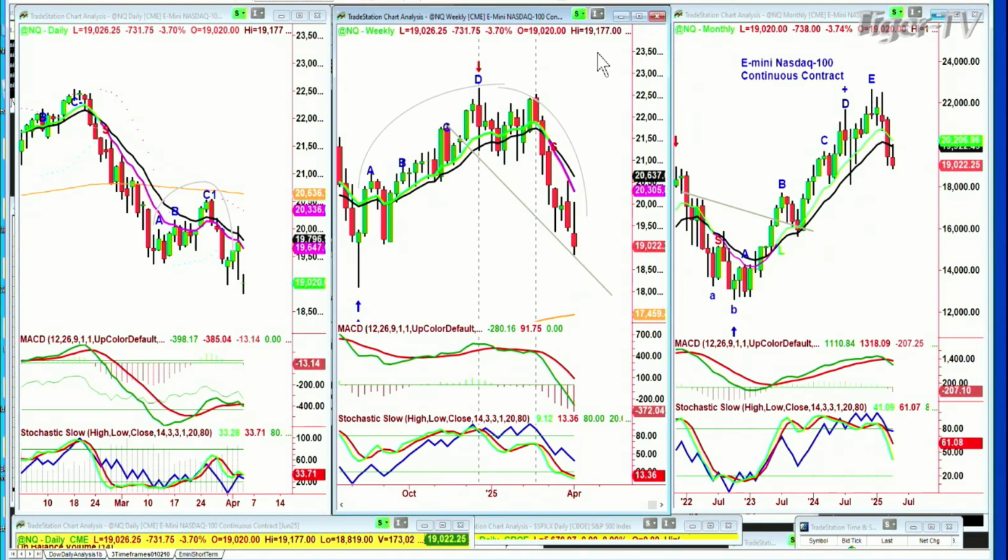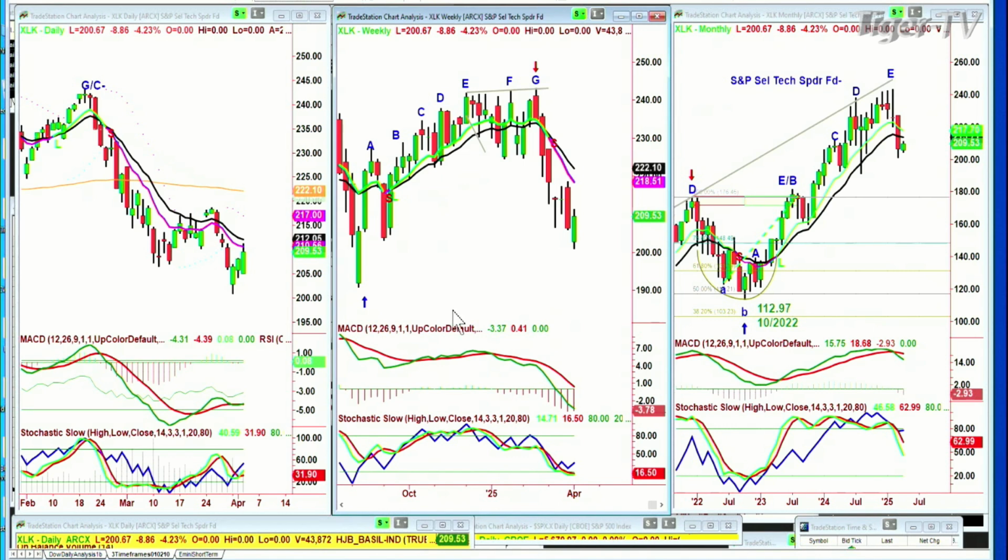But the point that I've been making for a little while is that there's been a rotational correction, and that the XLK, the S&P Select Spider Tech Fund, has had a much severer decline on the right side if you look at the weekly chart. Since November, December, we've been looking at this and saying these tech stocks have just gotten away, and that we're going to see some kind of a rotation into more value-oriented type stocks, and it's going to take a while. And that's the rotation that I think I'm going with right now.